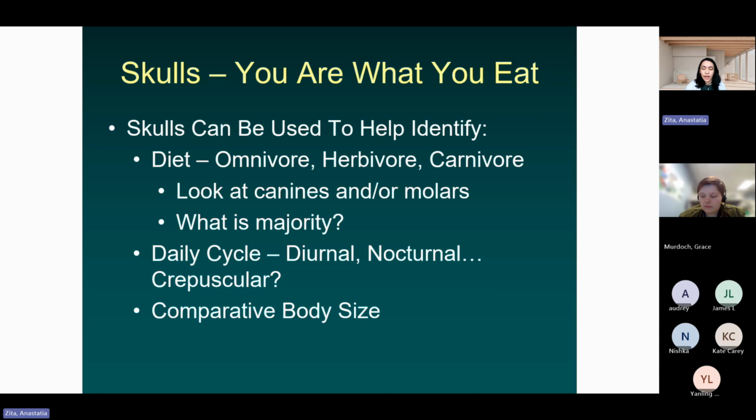So you can take a look at our canines to be able to eat meat, and our molars allow us to kind of grind down any vegetation as well. The eye sockets can help us identify whether an animal is nocturnal because they will usually have larger eye sockets to allow for more light to enter their eyes at night.